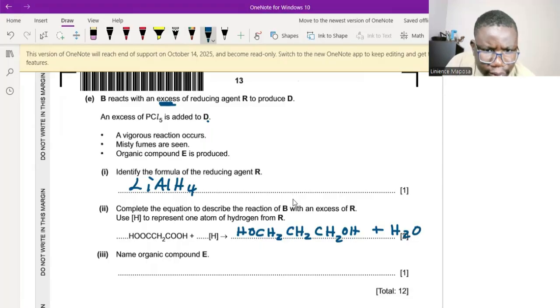Let's see. We removed this hydrogen, that one, and then the oxygens. So I'm sure we'll produce water because of the oxygens. So produce water. All right, so I'll just produce water. Now, think about balancing this thing.